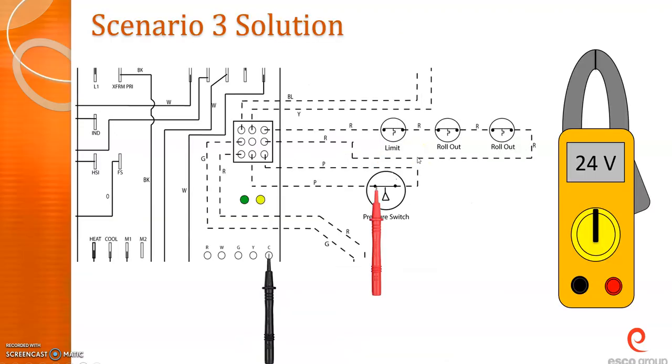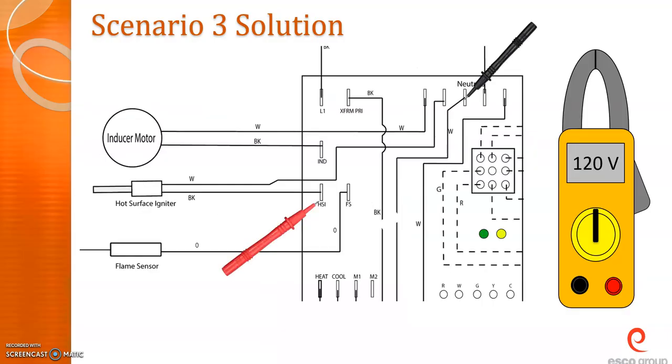And so what we're going to do here is actually check that out. Again, in this example, they're referencing to common, which, like we said, is fine, a known point. Common on one side, I'm reading 24. Common on the other side, I'm reading 24 as well, which tells me that the pressure switch is actually closed. And so at this point, they're going to go to the hot surface igniter because the pressure switch is closed, so that should be making it.